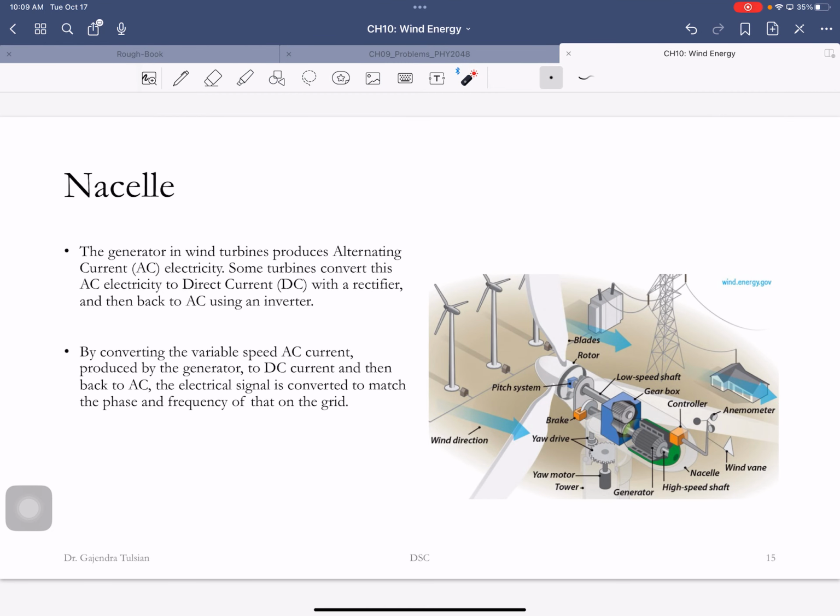Now here's the deal. The generator in the wind turbine produces AC current, AC electricity. Some turbines convert this AC to direct current and then back to AC using an inverter.